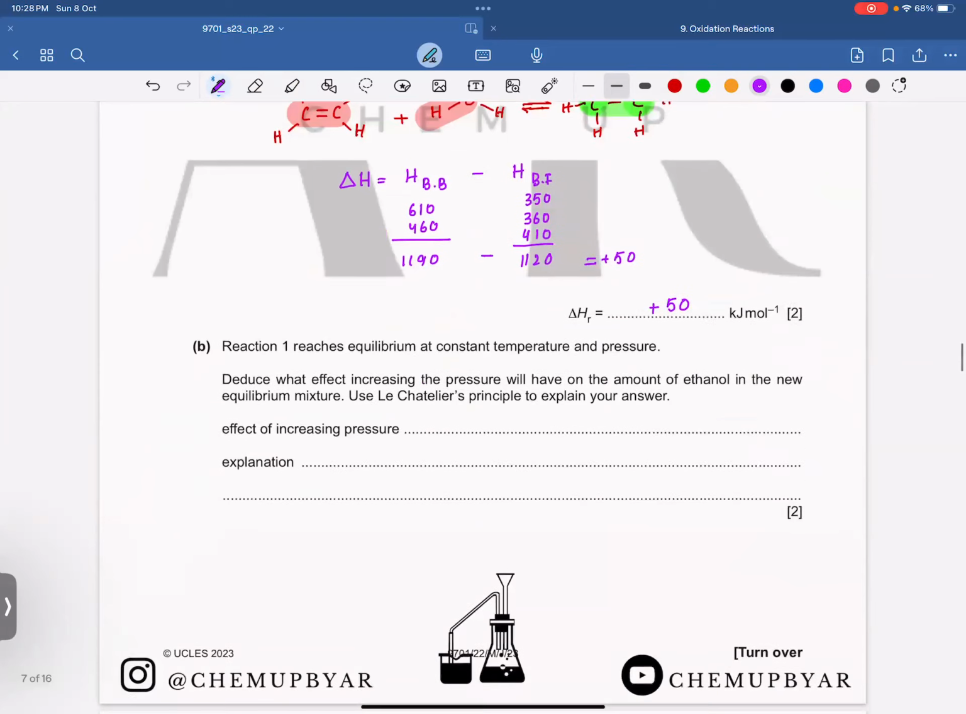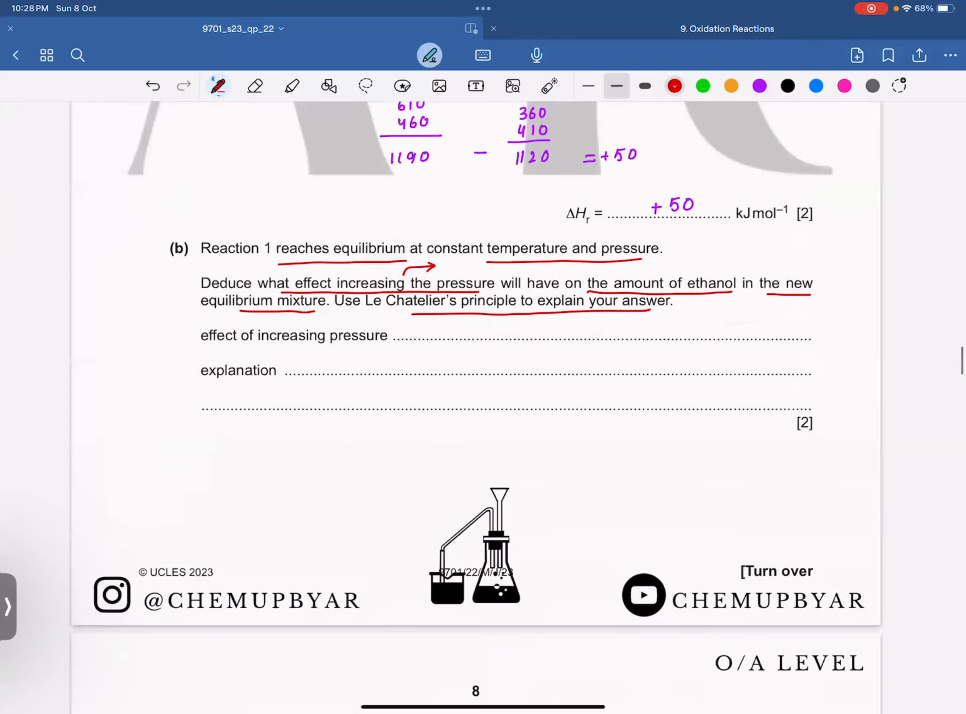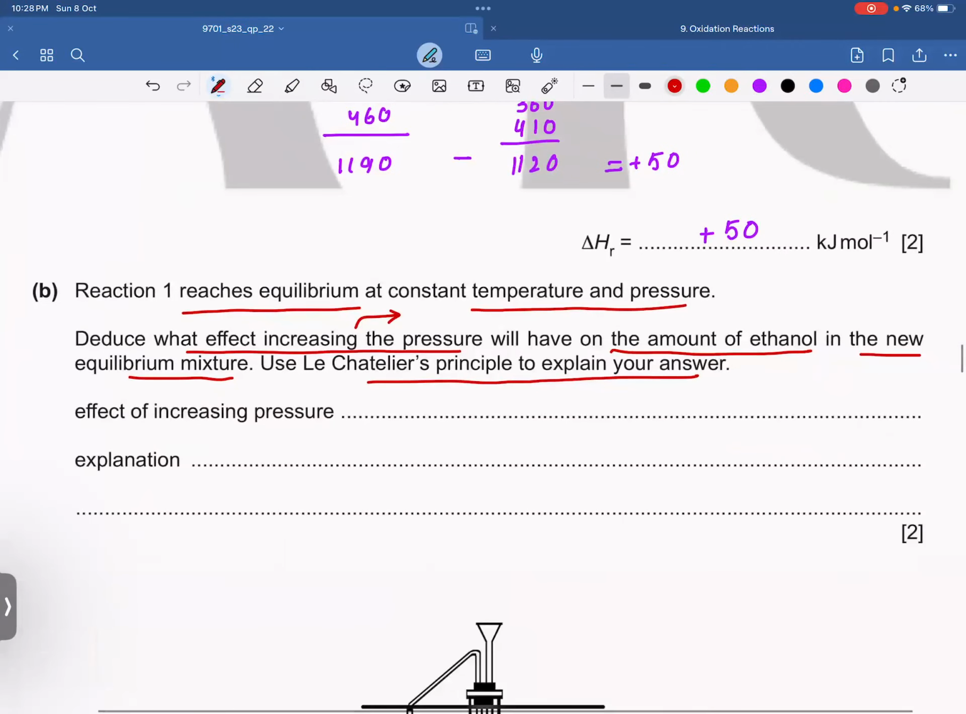Okay. Now, reaction 1 reaches equilibrium at constant temperature and pressure. Deduce what effect increasing the pressure will have on the amount of ethanol in the new equilibrium mixture. Use Le Chatelier's principle to explain your answer. Okay, who is going to tell me when we increase the pressure where the equilibrium will shift? Yes, Saeed, where will the equilibrium shift? It will shift to that side where the moles of gases are fewer. Very good.